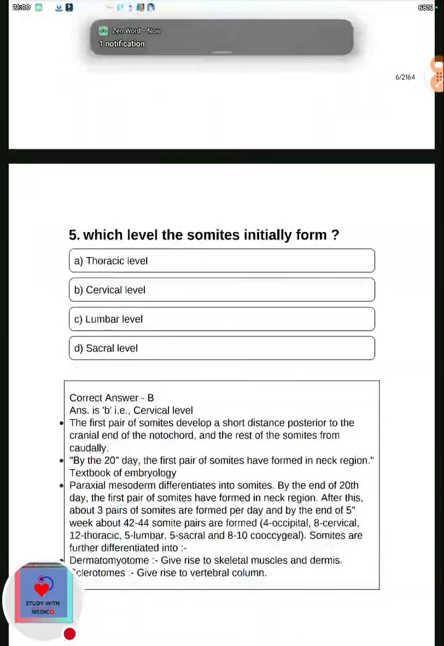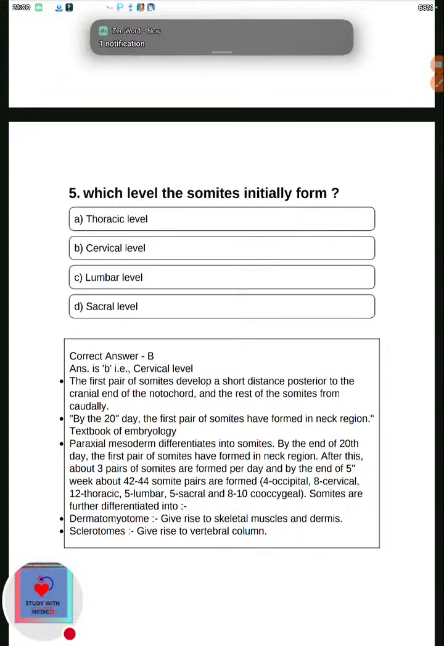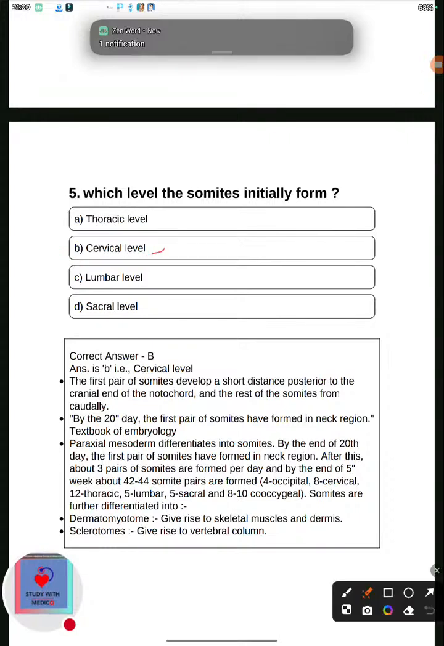Next, at which level do the somites initially form? Somites initially form in the cervical region. So the answer is B, cervical. The first pair of somites develop a short distance posterior to the cranial end of the notochord, and the rest of the somites form caudally. By 20 days, the first pair of somites have formed in the neck region. So at which level do the somites initially form? At the neck region. Paraxial mesoderm differentiates into somites.